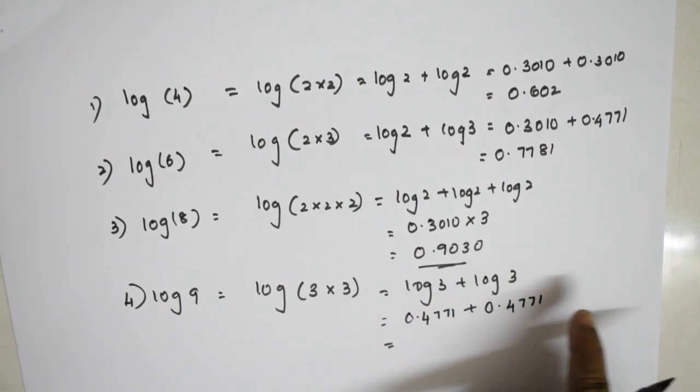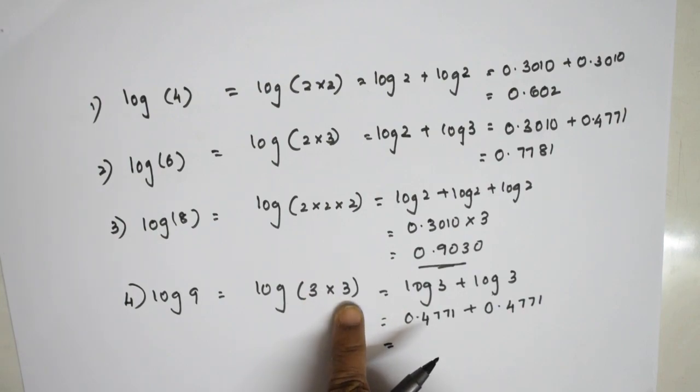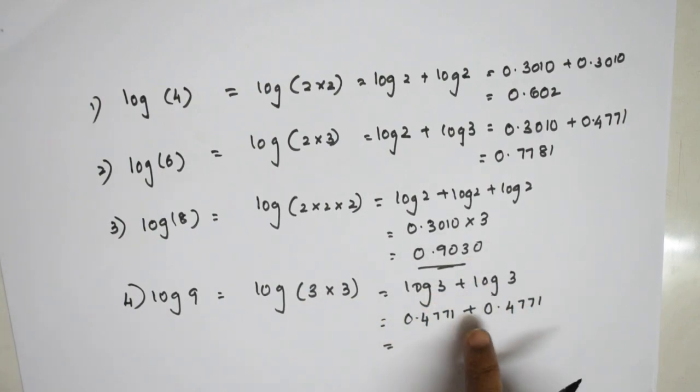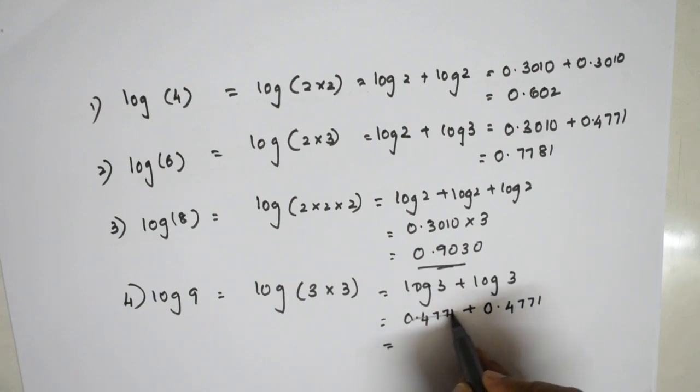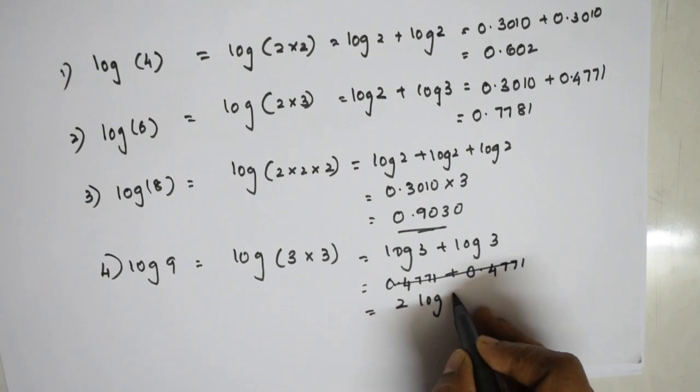Let us take it like this: log 9 can be written as 3 into 3, that's fine. Log 3 plus 3, okay. Instead of writing this, I think a more simplified thing I can write is 2 log 3. Okay, this is better, I think.